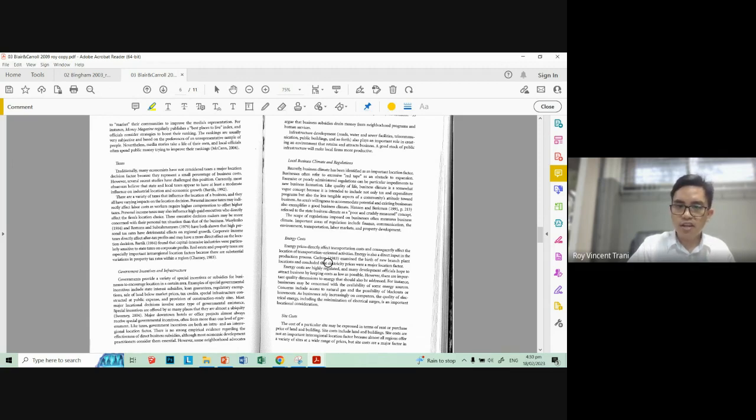Energy costs, kind of directly affecting transportation. For example, depending on the good you make, you may have higher electrical bills, higher water bills, and this will be very connected with your site.